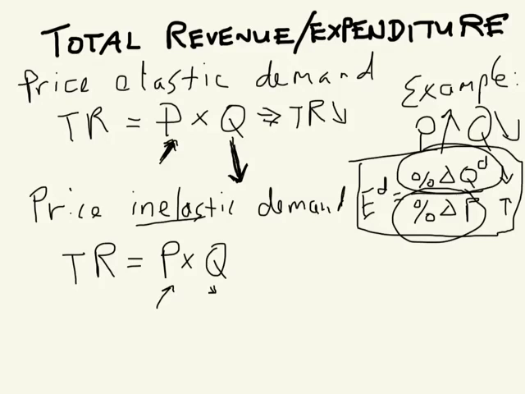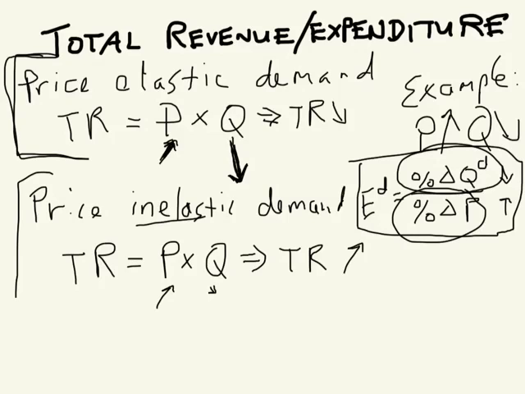So in this case, total revenue is going to follow the price effect, and it's going to go up. So total revenue always follows the bigger of the two effects, quantity effect or price effect. So if the elasticity of demand is greater than 1 in absolute value, the bigger effect is going to be the quantity effect. So the revenue effect is going to follow the quantity effect.